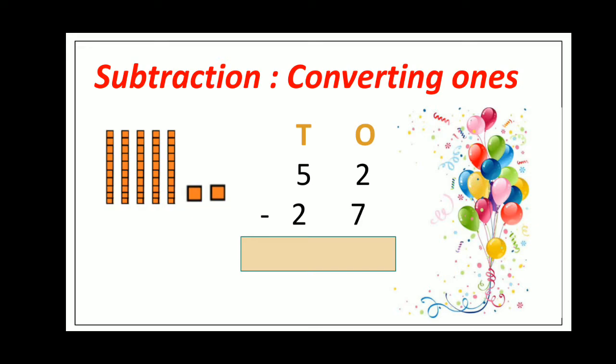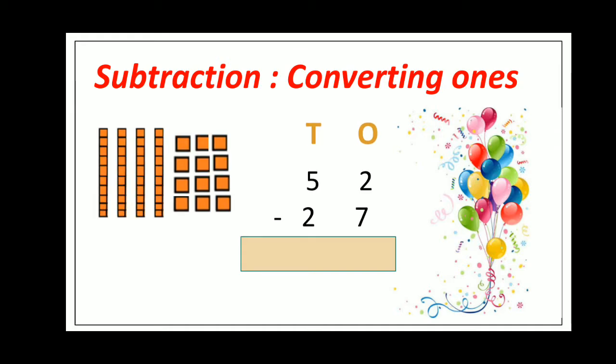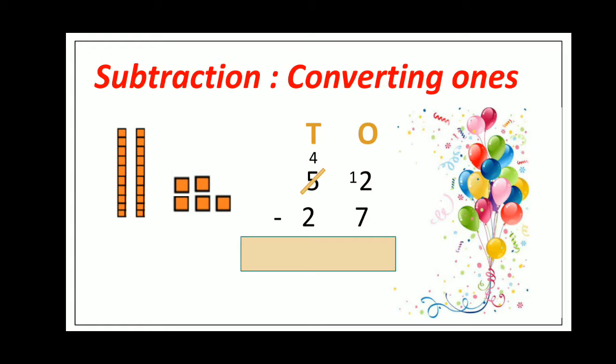Subtraction, converting ones. Let's look at the example. 52 minus 27 is equal to how much? Let's subtract ones first. 2 minus 7. Yes, student, we cannot subtract 7 ones from 2 ones, so we will borrow 1 tens from the tens column. So 10 plus 2 is equal to 12. 2 becomes 12.